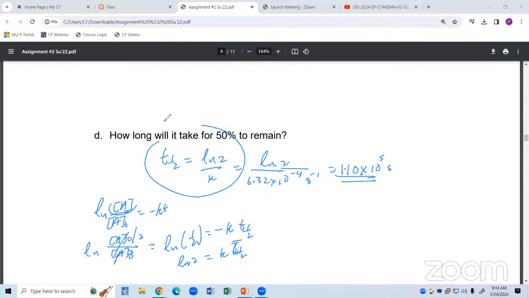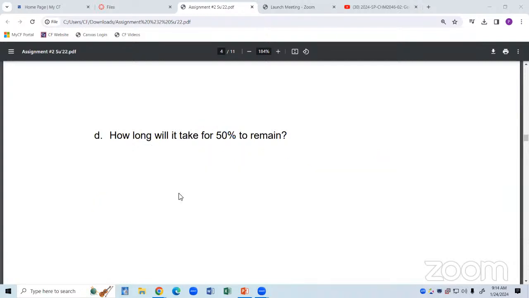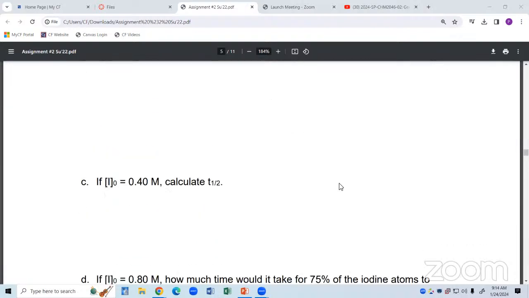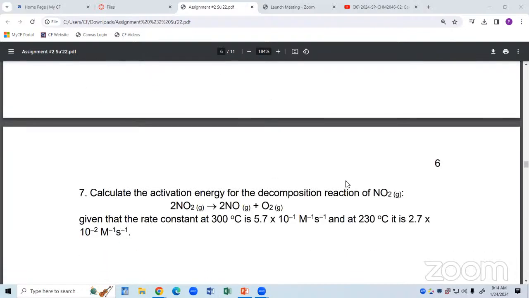Okay, we're going to stop here for today. Based on what we have covered so far, I would want you to attempt question number 6. You should be able to do question number 6 based on what we have done so far.